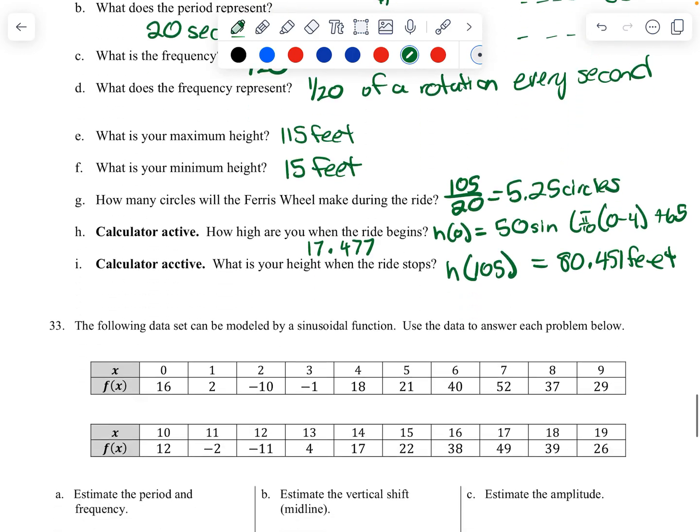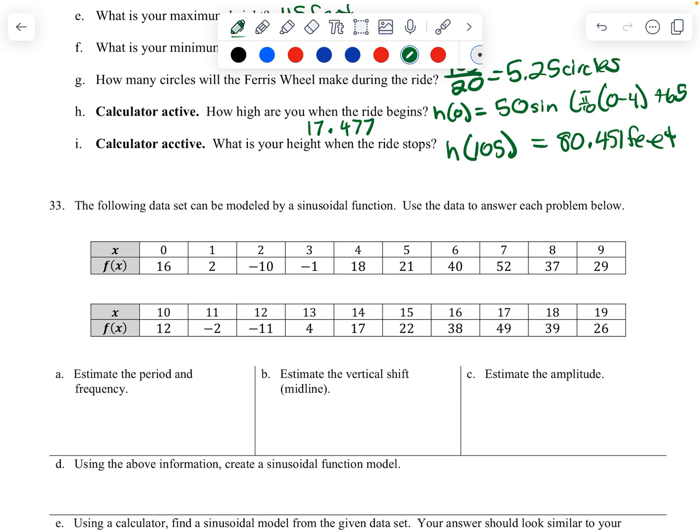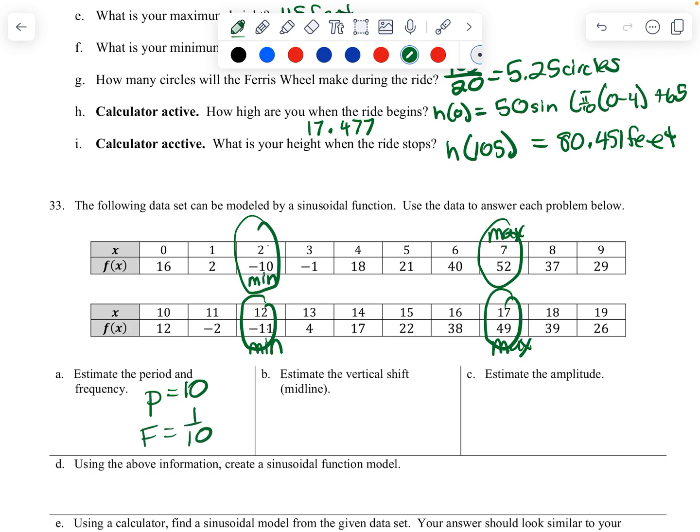Okay, the next one. The following data can be modeled by a sinusoidal function. Use the data to answer each problem. So let's kind of see, this looks like this is a minimum. Where's a maximum? This looks like it's a max. Here's another minimum. And 49 is another max. So the period. So to get from a minimum to a minimum, 2 to 12, 7 to 17, our period would be 10. So our frequency is 1 over 10.